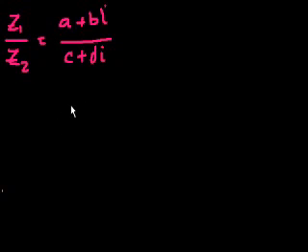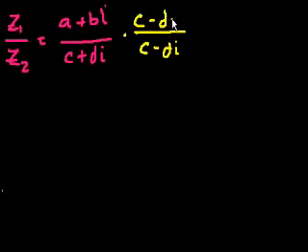So we know when we multiply a complex number times its conjugate, we get a real number. And we also know we can multiply anything by 1 and we get the same number. So let's multiply the numerator and denominator of this expression by the conjugate of the denominator. The conjugate of the denominator is going to be c minus di. So c minus di over c minus di, right? This was c plus di, so this is its conjugate. And so what do we get?